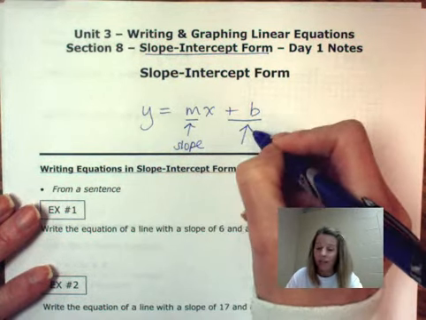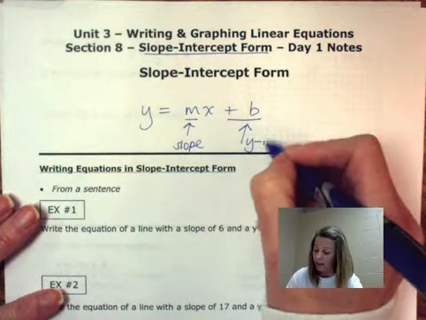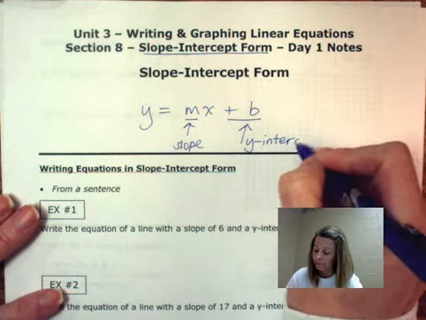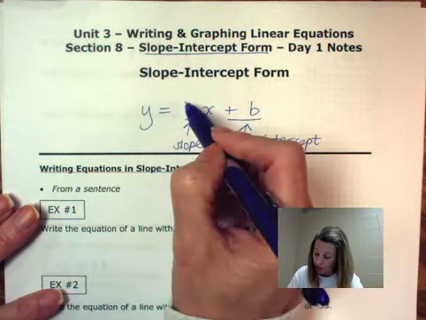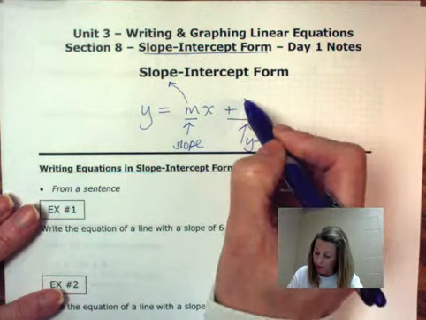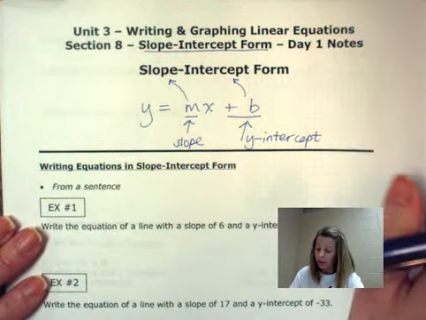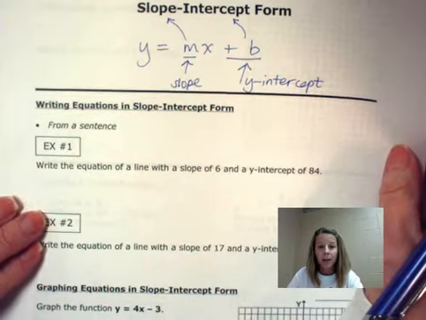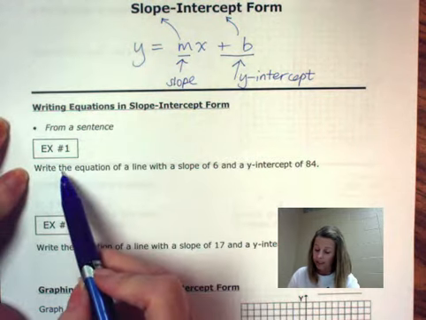The b, plus, or if it's negative it'll be minus, represents the y-intercept, which is why this is called slope-intercept form. Of course, slope and then intercept. It's the two items. So we're going to start out by writing this equation in slope-intercept form when we're given a sentence.